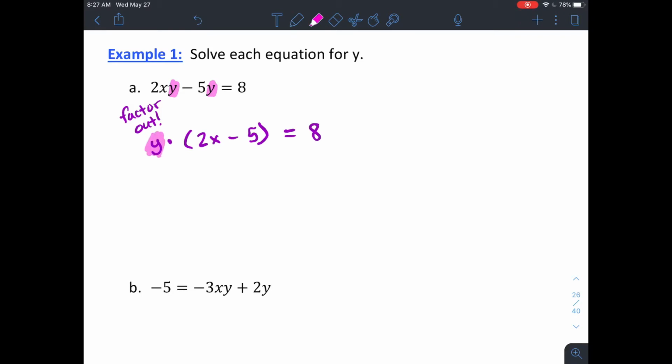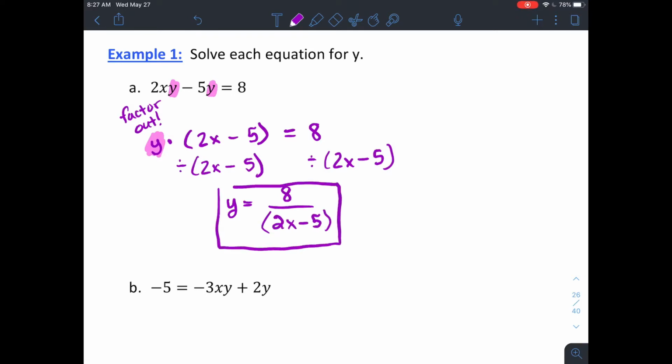And then to undo your multiplication and get y by itself, you'll have to divide both sides by that entire quantity of 2x minus 5. So you just end up with y equals 8 over 2x minus 5.